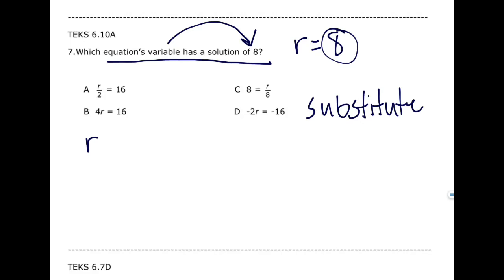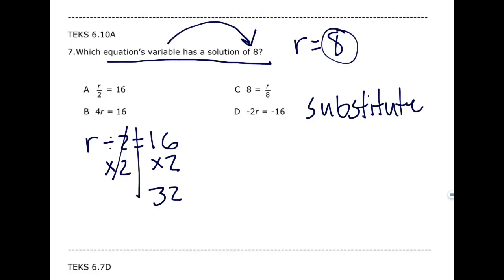The first one says r divided by 2 equals 16. What I do to one side, in this case dividing the variable r by 2, I'd multiply by 2. Divided by 2 and times 2 cancels out. What we do to one side, we do to the other. 16 times 2 is 32. So r equals 32. I'm trying to find when r is equal to 8, so I know this is not correct. Put a line through A.